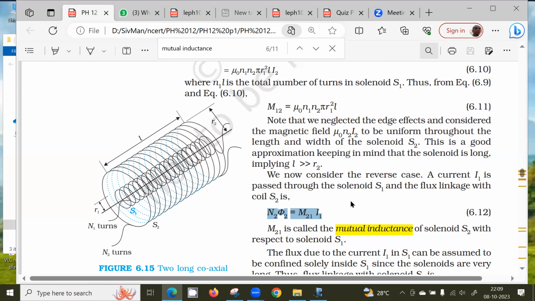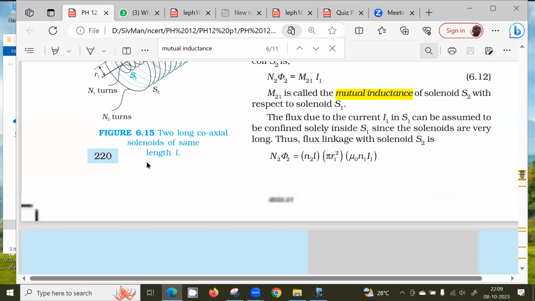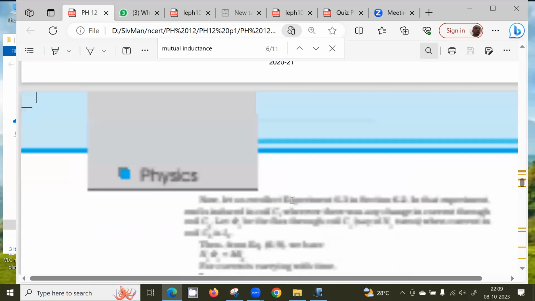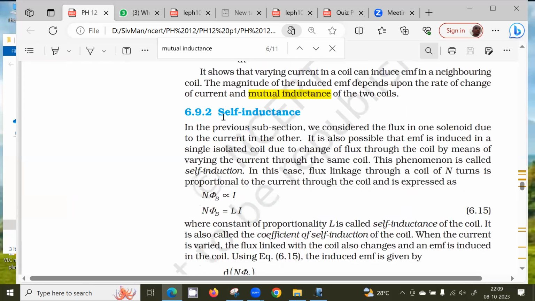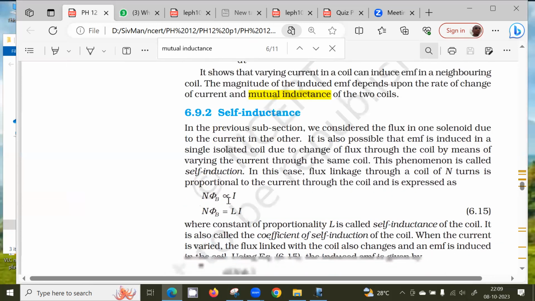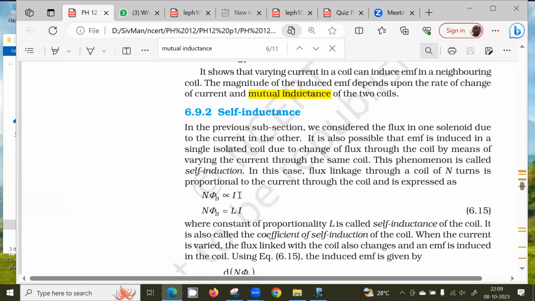Okay, so this is mutual inductance. In self-inductance, there is only one coil. So the current passed through the first coil will produce a flux, which will link itself. So that is called self-inductance. Here there is only one coil, so we do not put 1 and 2. The input is the current, because the current produces a flux which links itself. The output is the flux linkage, which is N times phi B, which is proportional to the input I. And that constant of proportionality is self-inductance.